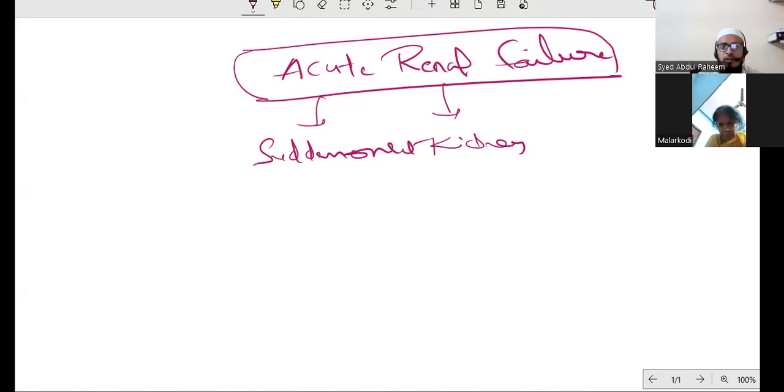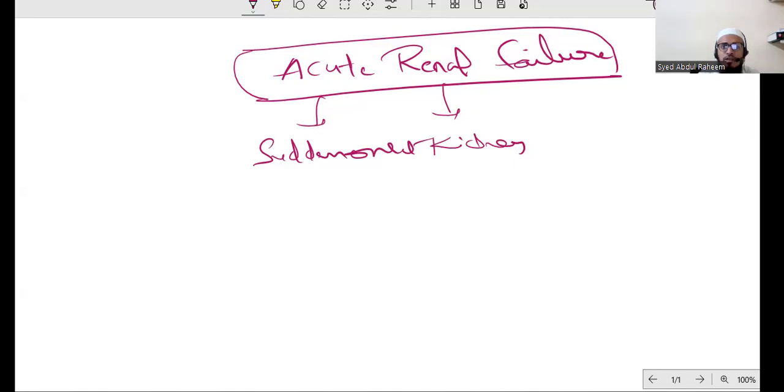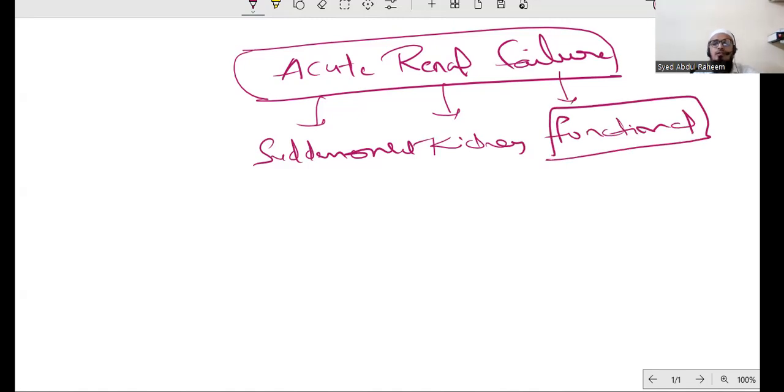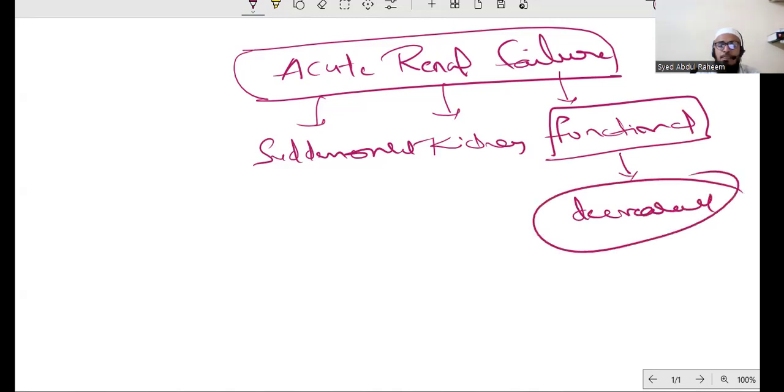And failure means the functional capacity of the organ is decreased, and its function is decreased. That is meant by failure. So acute renal failure means sudden onset of decrease of kidney function suddenly, and it is known as acute renal failure.